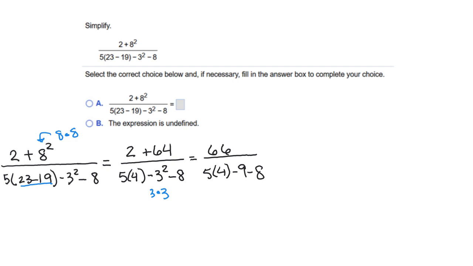All right, so I took care of exponents. Next is to take care of multiply or divide from left to right. So I'm going to do this 5 times the 4. And I will just bring my numerator over, 66. All right, 5 times 4 is 20. And I have 20 minus the 9 minus the 8.